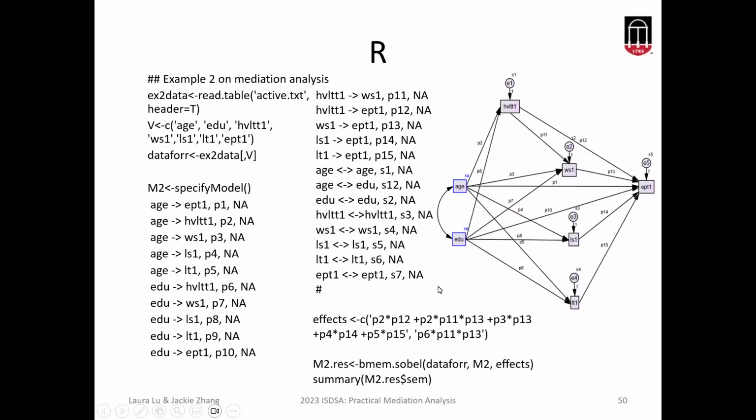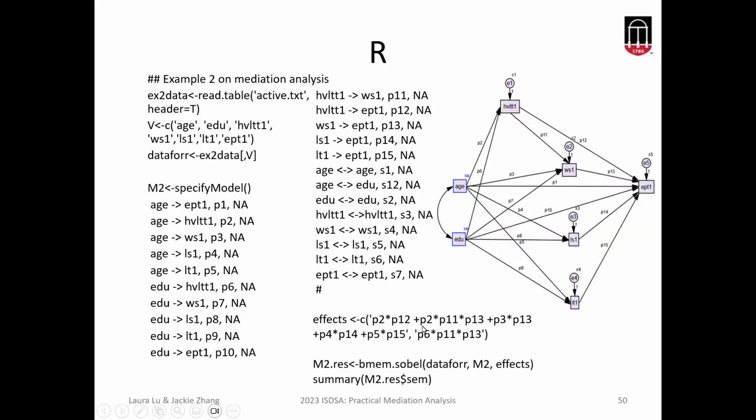What is it? Let's look at the first component. We have 2 components. The first component is a sum of different terms. So P2 times P12. What is this? P2 is here, P2 times P12, where's P12? P12 here. So this is one specific indirect effect from age to HVLTT to EPT. This is one component, one specific indirect effect.